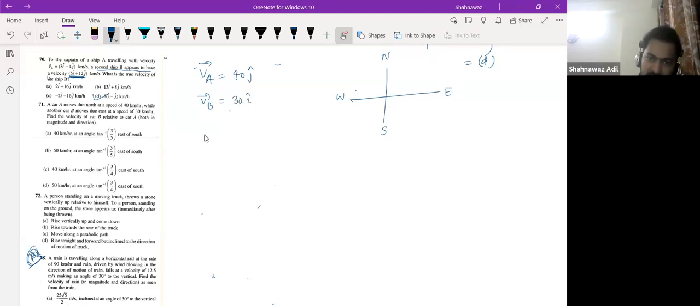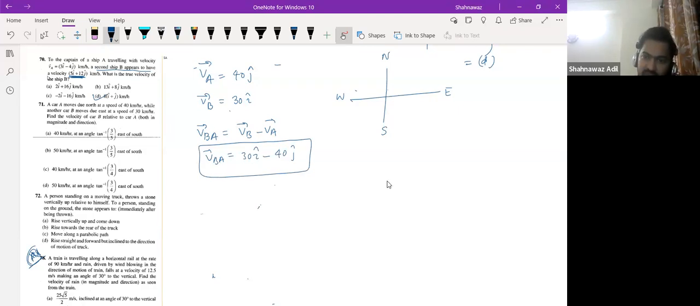And if we want to find out velocity of B with respect to A, relative to A, this is simply VB minus VA. So VB is 30I and minus 40J. Right, so this is simply the relative velocity. And we can easily calculate the magnitude.